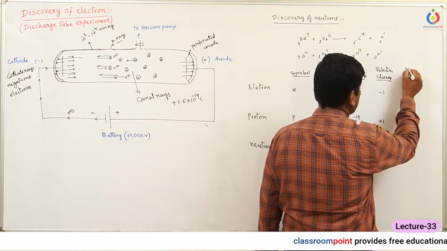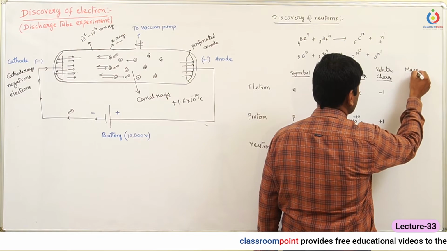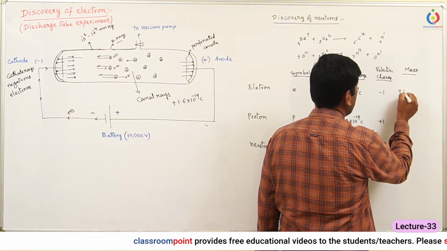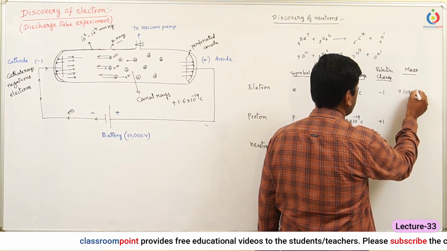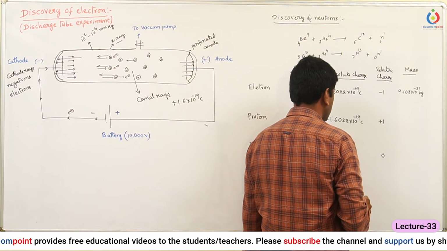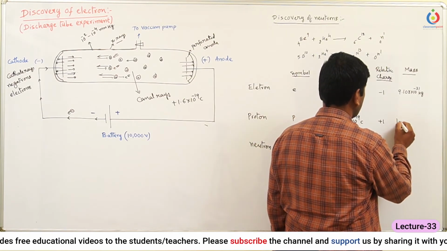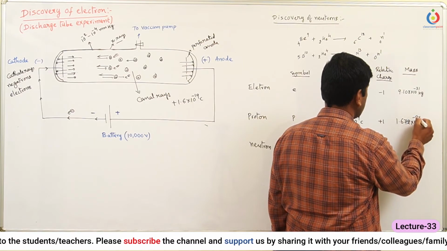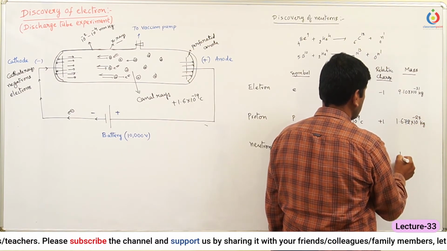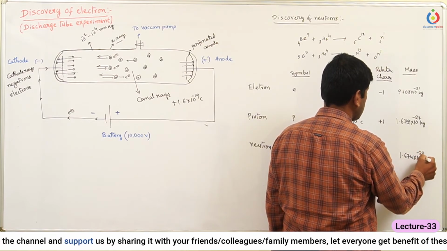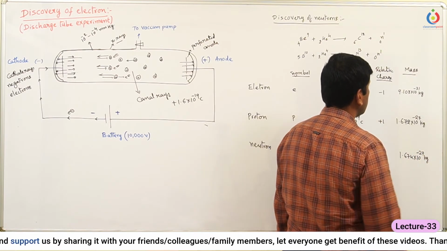Now let us take the mass. Mass is equal to 9.108 into 10 power minus 31 kg, whereas for protons it is 1.672 into 10 power minus 27 kg, and 1.674 into 10 power minus 27 kg for neutrons.